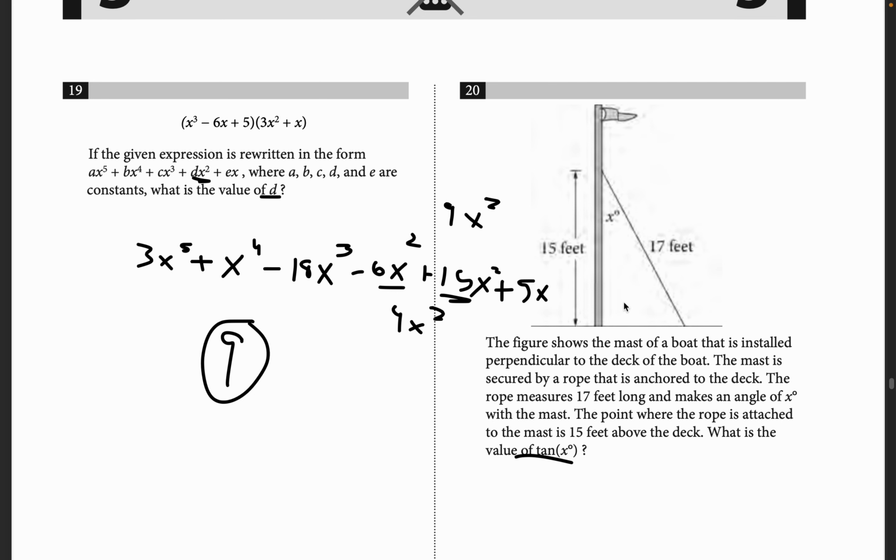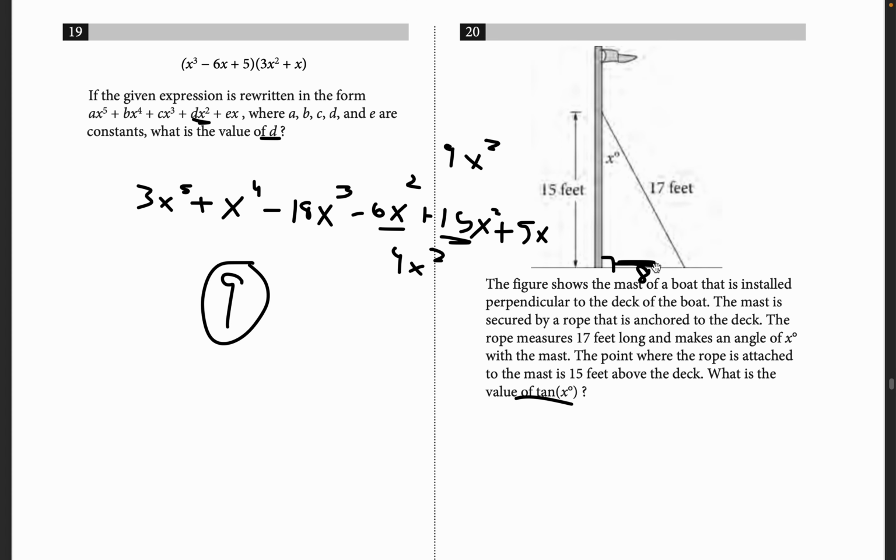Okay, what is a tangent? Tangent is opposite over adjacent. So it's something over 15. So we need to find this side. You can do this by the Pythagorean theorem, because this is a right angle. Or you can just know that this is a Pythagorean triple, so 15, and then this will be 8, and this will be 17.